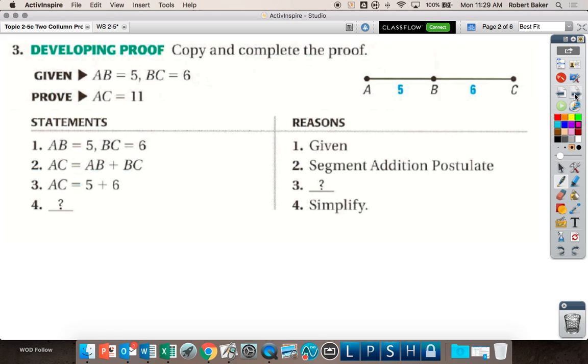It says given AB equals 5 and BC equals 6. Given. And it tells you that AC equals AB plus BC. Why is that true? AC equals 5 plus 6. How can we do that? Substitution. So AC equals 11. The measurement of line segment AC equals 11.